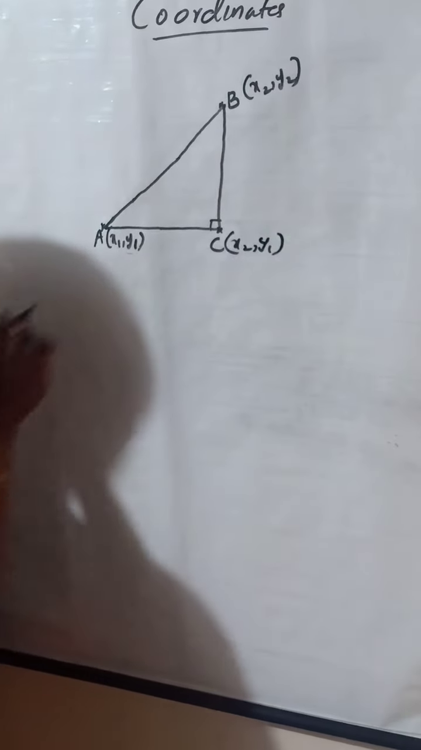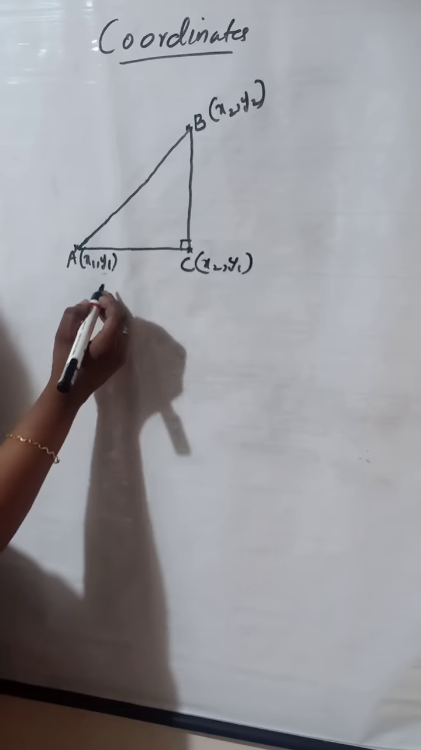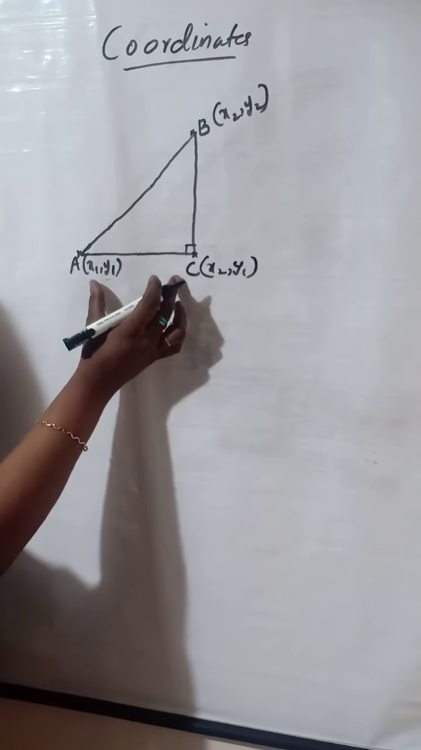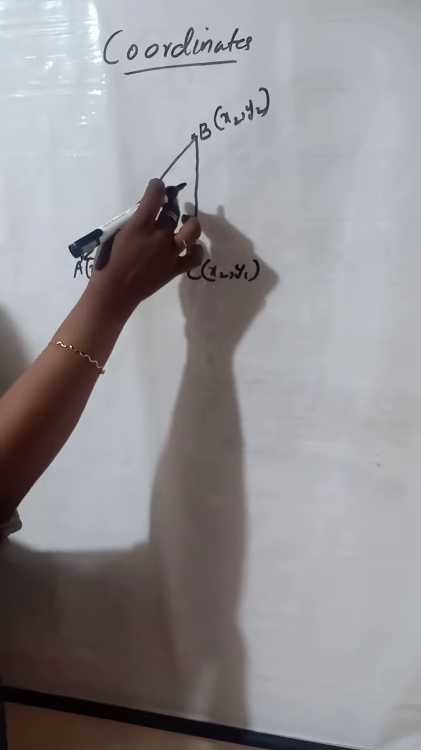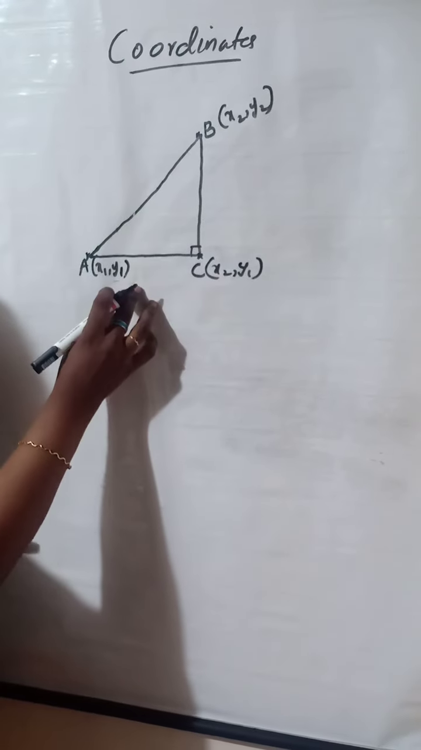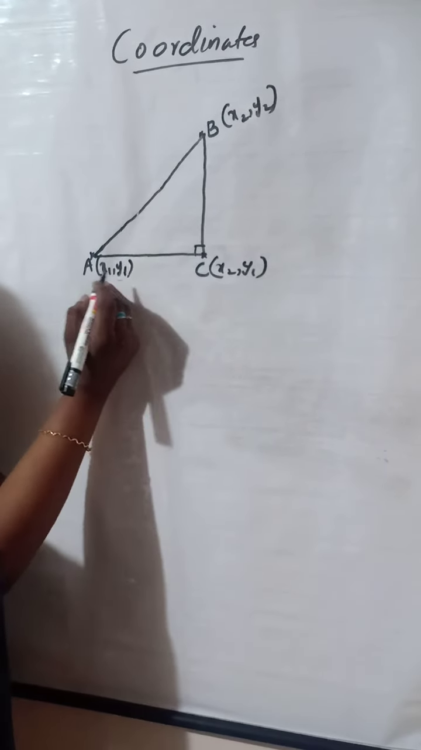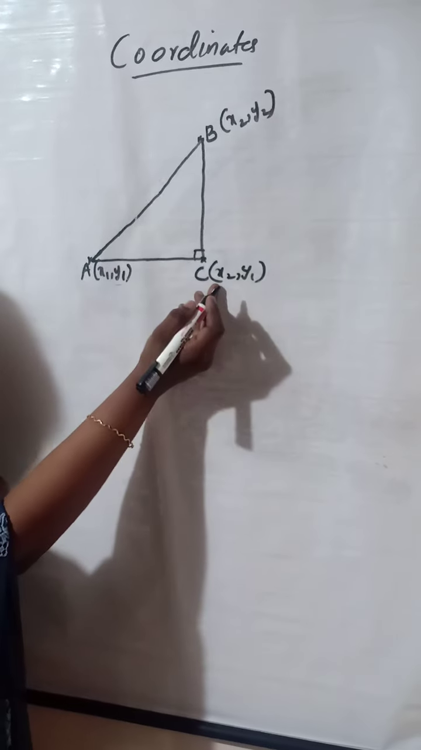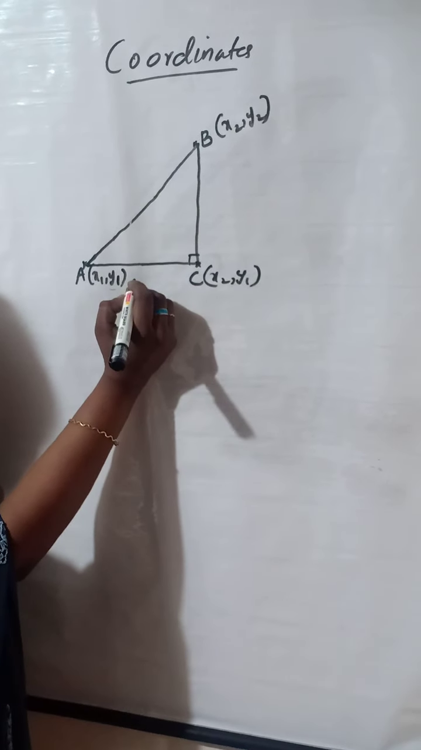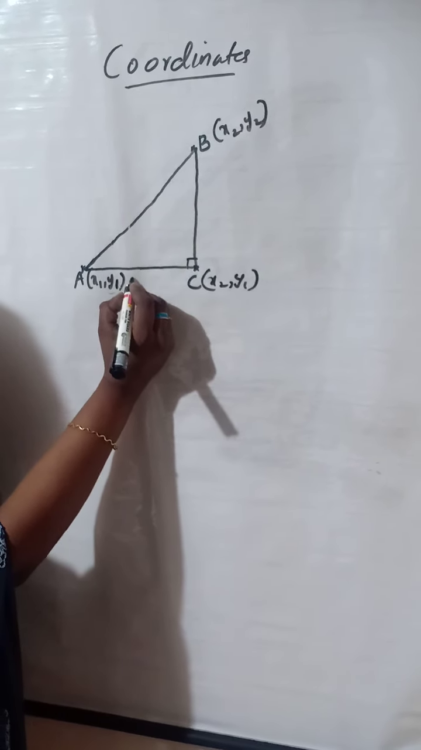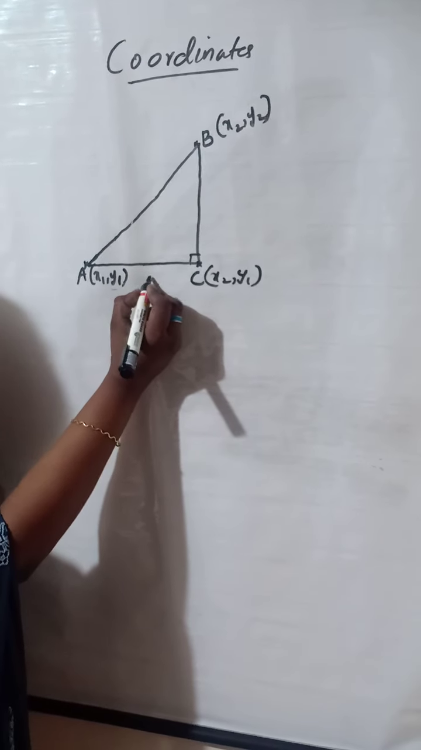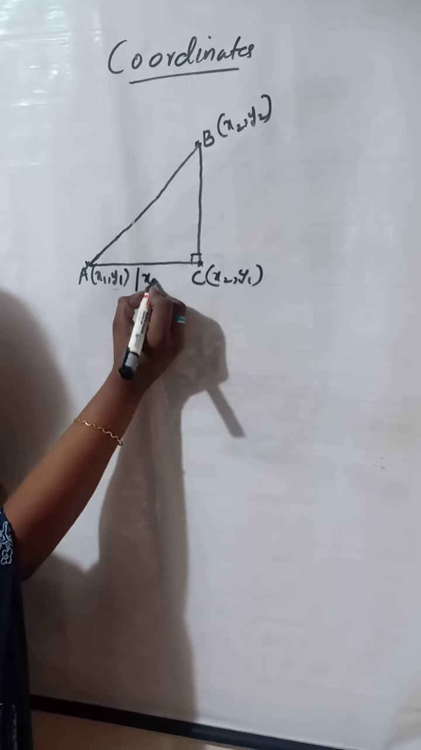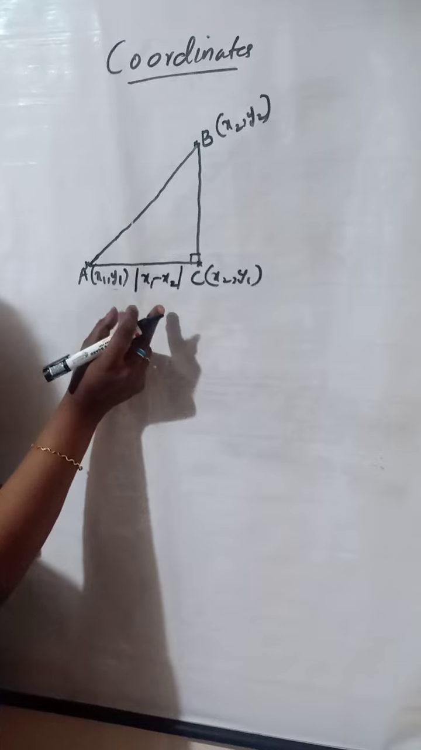So what is AC? How can we find AC? Again, this is a right angle triangle. AB is the hypotenuse. For finding the base, we have to calculate the distance between (x1, y1) and (x2, y1). For that, we have to subtract x1 and x2. The absolute value of x1 minus x2 is AC.